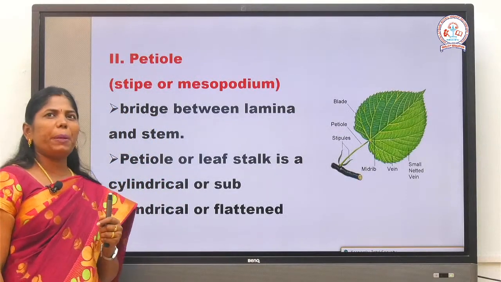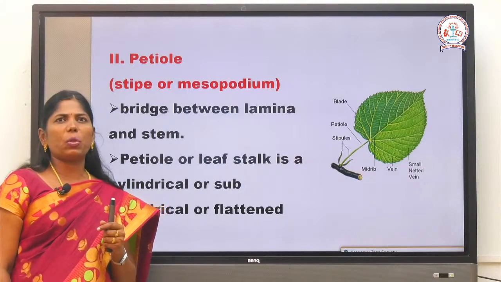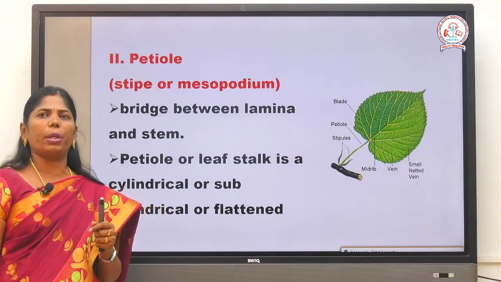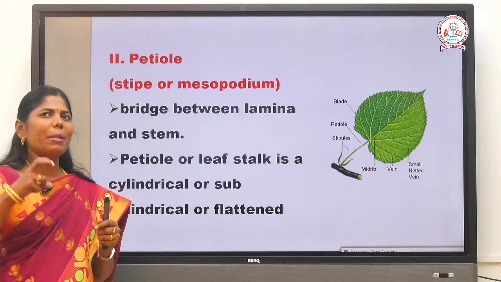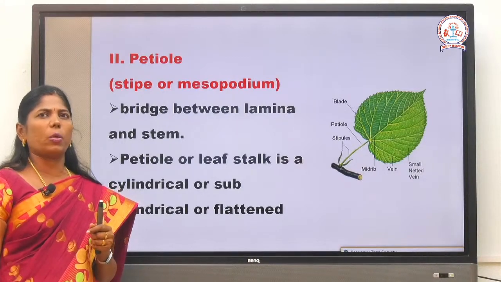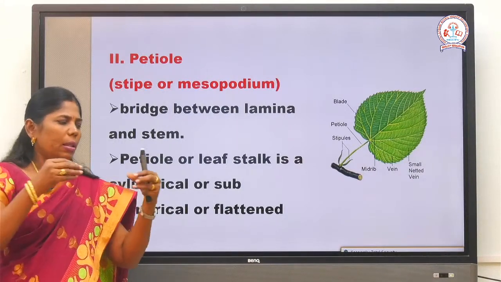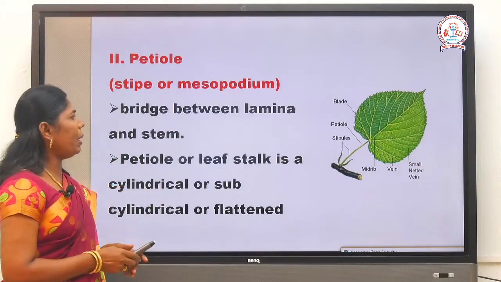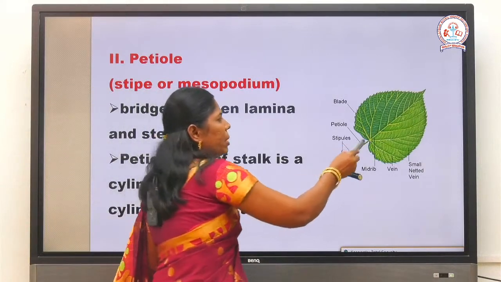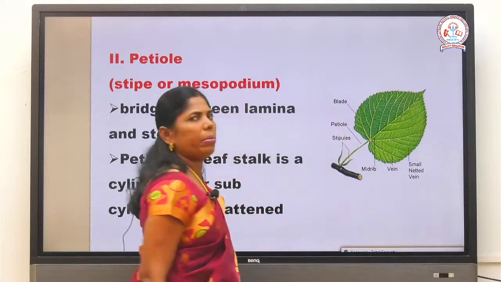Next we will see the petiole. What is another name for the petiole? It is the stipe or mesopodium. The mesopodium is the middle part of the leaf. It acts as a connector between the lamina and the stem region.